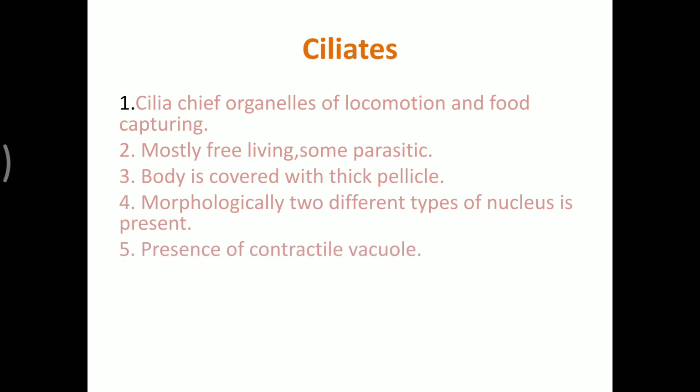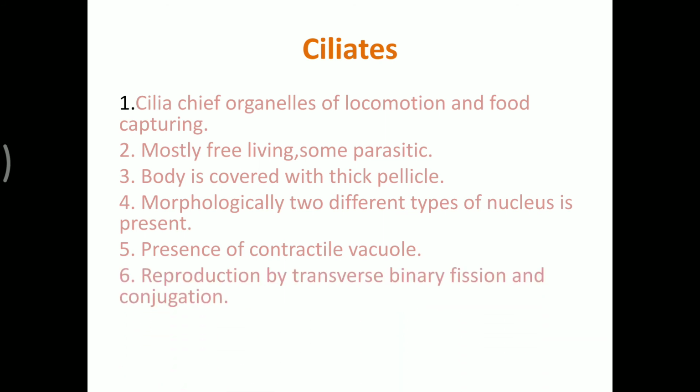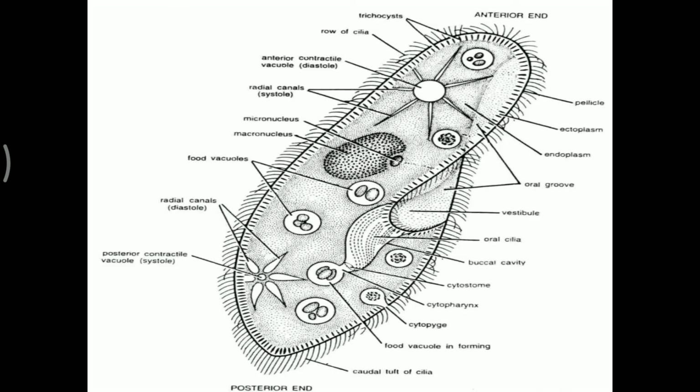There is presence of contractile vacuole, and the reproduction is by transverse binary fission or conjugation. Examples are paramecium and vorticella. These organisms have the capability of stinging their prey at times. So that is a common thing. You see the structure of this paramecium in an enlarged way.